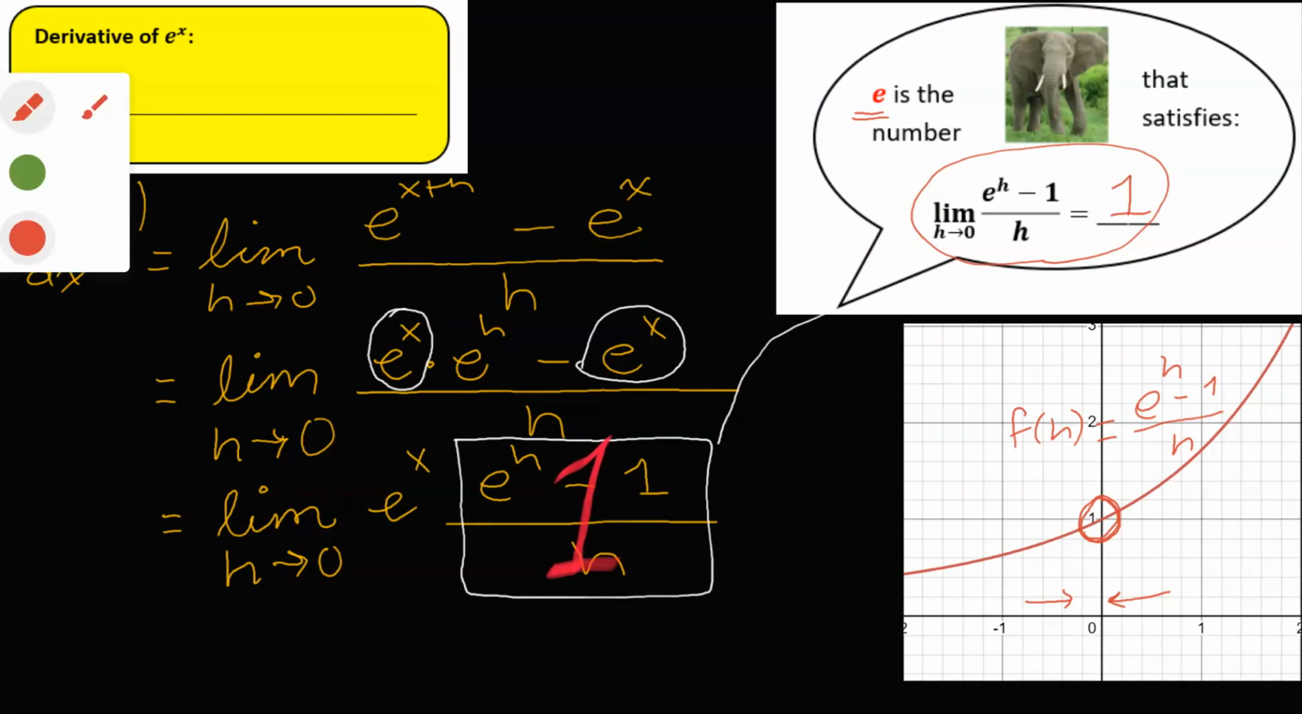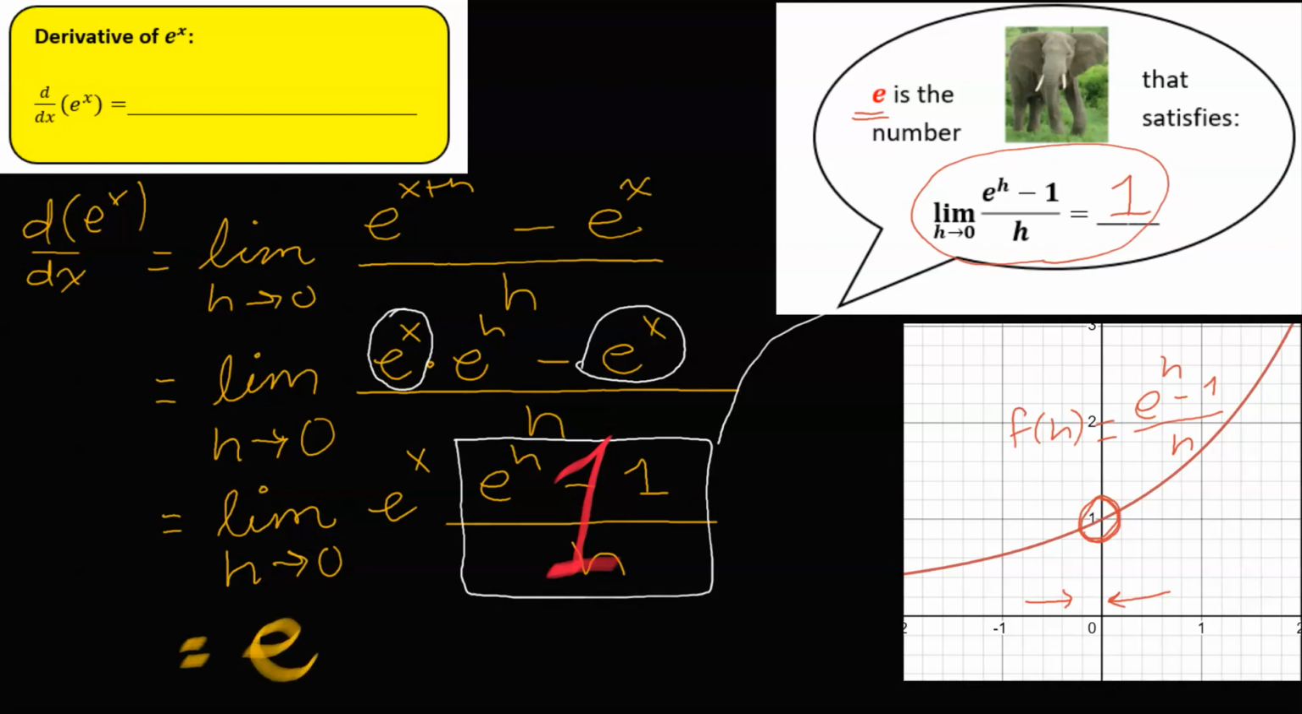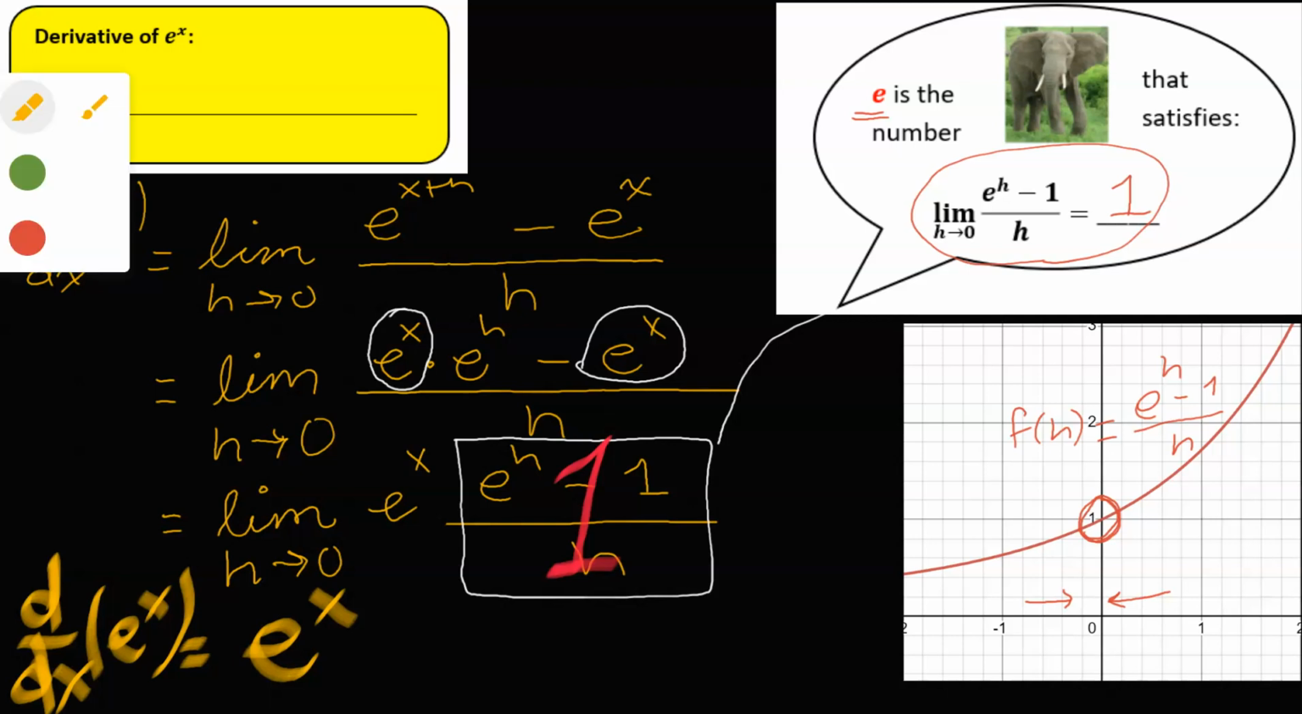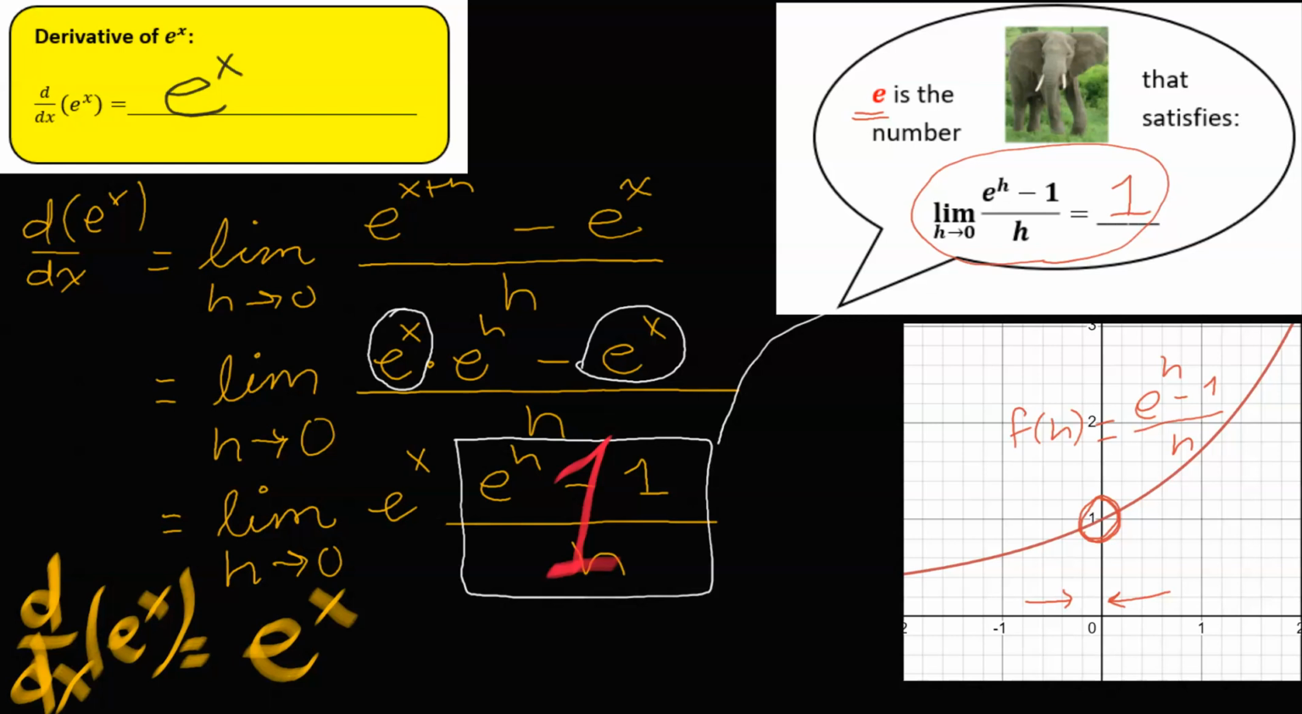And if that goes to 1, then the limit as h goes to 0 of e to the x will just be e to the x. So we are saying the derivative of e to the x is e to the x. I think this is the only function where the derivative is looking exactly the same as the function itself. And that's why e to the x is so special, right? The derivative is itself.